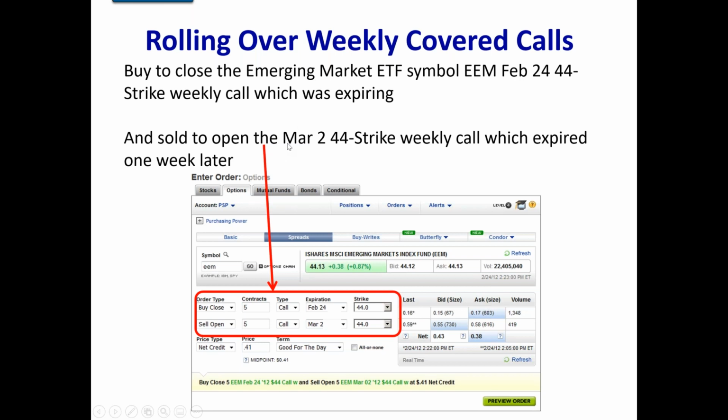So here's an example of a rollover we did. This is an option spread order. This is for EEM, the emerging market ETF, and we own 500 shares in our account, and we roll over each week with 5 contracts. So this brokerage account order record here shows that we bought to close 5 of the EEM February 24th calls. So February 24th was a weekly call. And then we sold to open 5 of the March 2nd, 44 calls. So with this one order, we closed out the expiring February 24th, 44 strike call, and we sold to open 5 of the March 2nd, 44 strike calls.